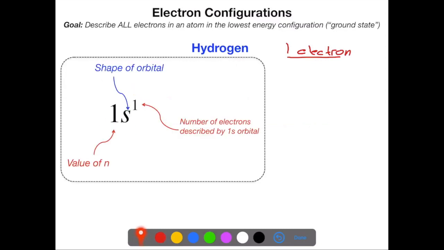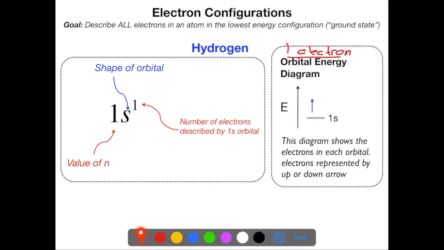You can see in this symbol that the 1 refers to the principal quantum number, so we're in the first shell. The s refers to the shape of that orbital, and the superscript 1 refers to how many electrons are in that subshell. We could draw what's known as an orbital energy diagram. If we look at that diagram, we have energy on the axis. We've labeled our 1s orbital with a horizontal line, and we put an arrow going up or down to show that there's 1 electron present.